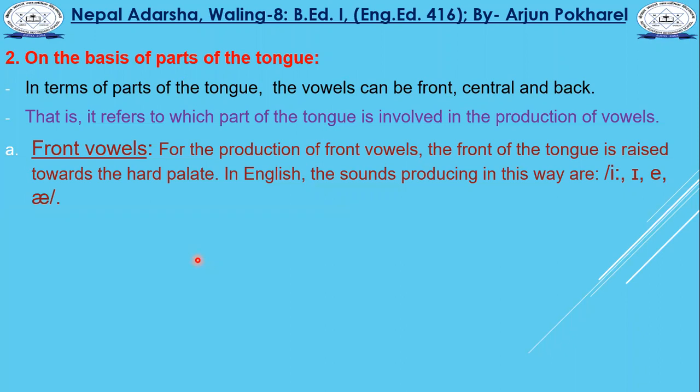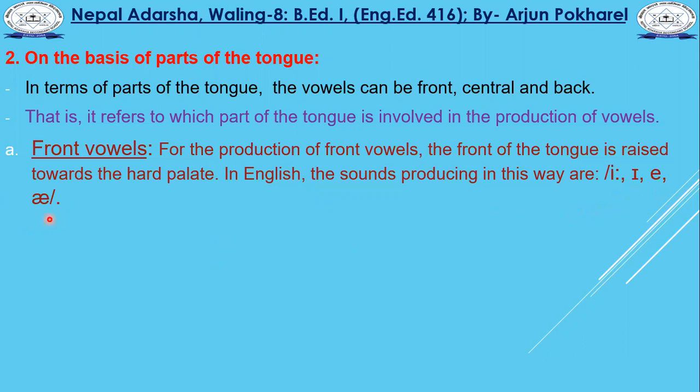That is why, for the production of front vowels, the front of the tongue is raised towards the hard palate. In English, the sounds produced in this way, these four sounds, are front vowels: long E, short E, A, and A.